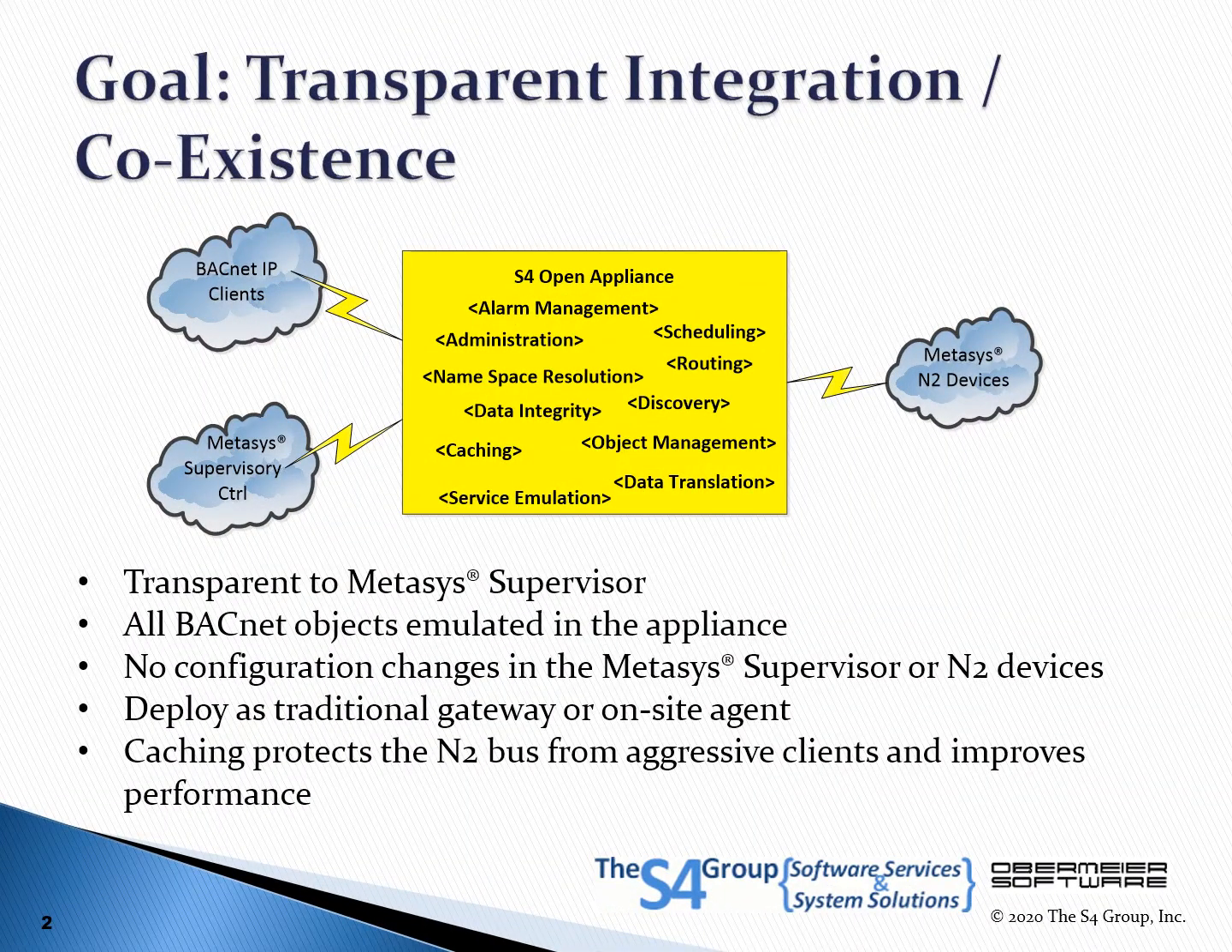The S4 Open Appliances are unique in that they implement a three-way integration. Both the Metasys Supervisory Controller and multiple BACnet clients can coexist at the same time. The S4 Open Appliance acts as the gatekeeper to coordinate access to the N2 bus and devices. A major function of the N2 router is to throttle the Ethernet speed BACnet transactions down to the speed of the N2 bus. A transparent caching service improves performance and protects the N2 bus from aggressive BACnet clients.